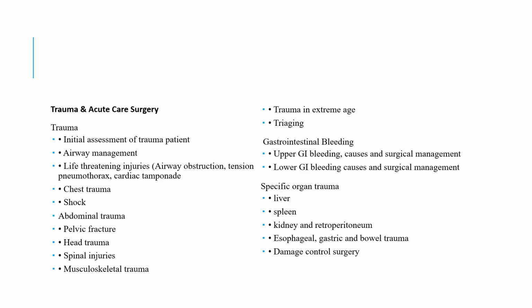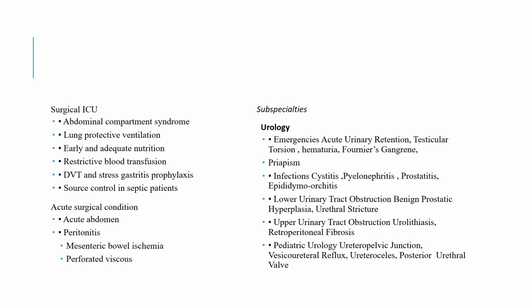Trauma and acute care: initial assessment of a trauma patient, how you manage the airway, life-threatening injuries like airway obstruction, tension pneumothorax, cardiac tamponade, chest trauma, shock, abdominal trauma, pelvic fracture, head trauma, spinal injuries, and what you do in all those injuries. Musculoskeletal trauma, trauma in extremes of age, and triaging. GI bleeding, upper and lower, all the causes and surgical management of both. Specific organ trauma like liver, spleen, kidney: you have to know the grades of injury and what you do in each of them. And retroperitoneal, esophageal, gastric, and bowel trauma, and damage control surgery.